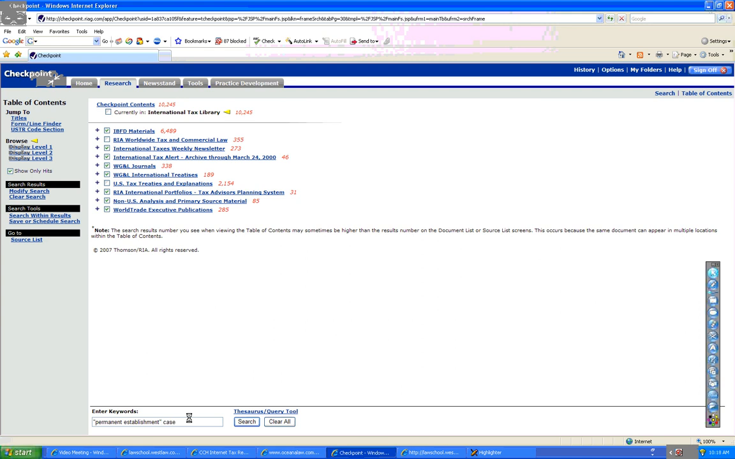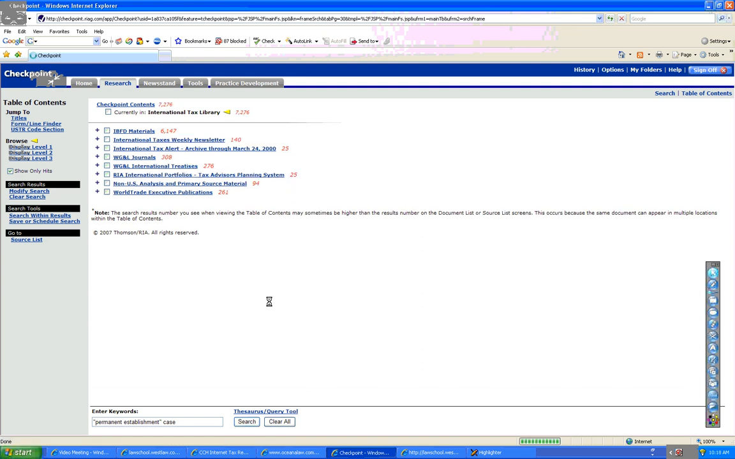I'm typing in permanent establishment, it's already there, put quotation marks around it, and after it I'm putting the word case, C-A-S-E, case, like case law. At least it's going to reduce the amount of hits from 10,000 to something less than 10,000. But case might not be the best way, because a lot of country systems don't call cases cases. It's like tribunal decision. Really, I should probably have typed the word decision in there.